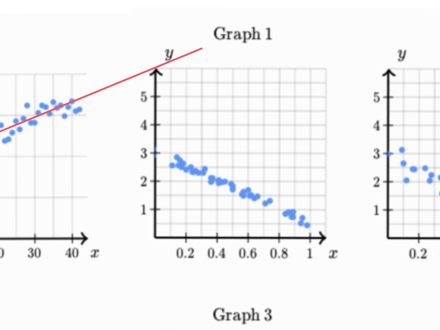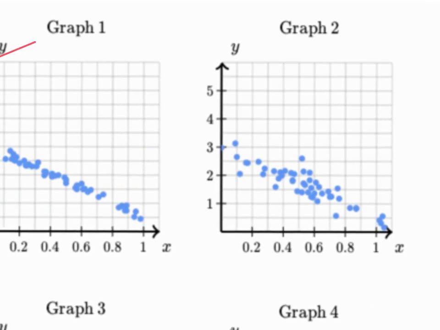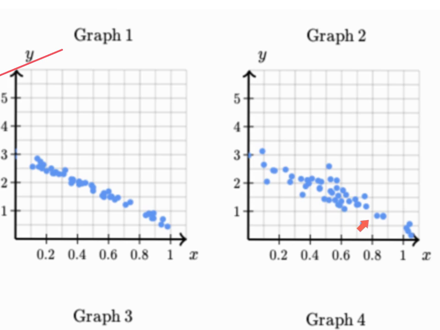What kind of correlation does this graph have? Negative. And see how the points are real tight? So it means it's a good correlation. Now this one has a negative correlation here, but do you see how they're more spread out? So it has a negative correlation, but it's not as tight of a correlation. It's not as good of a correlation.